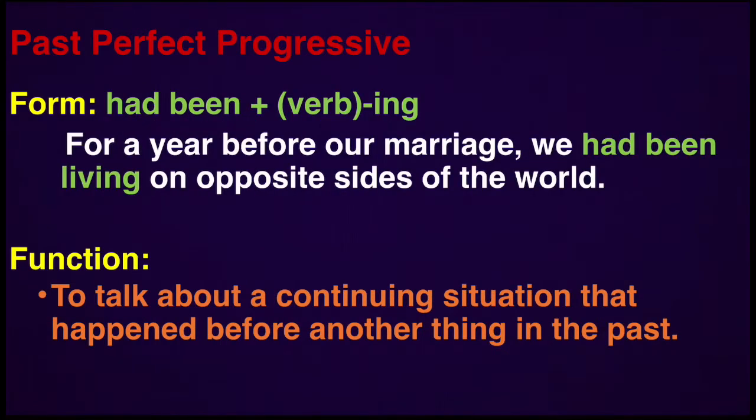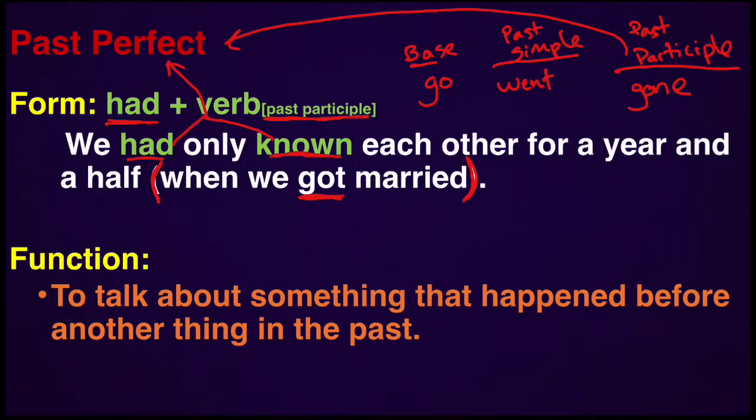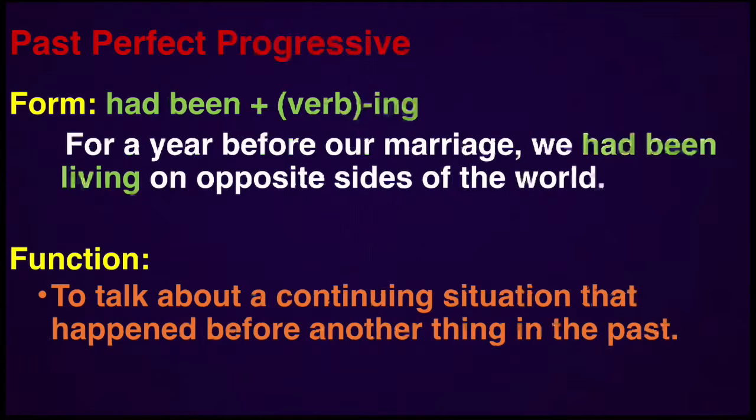The next one here is the past perfect progressive. So this one is kind of like the past perfect and it's kind of like the past progressive. But we use it for talking about a continuing situation that happened before another thing in the past. So it's like the past perfect because we're talking about one thing happened first and then another thing happened second, but they both happened in the past. And we're using the past perfect progressive to talk about a continuing situation that happened first. To do this, we use had been plus the ing form of the main verb.